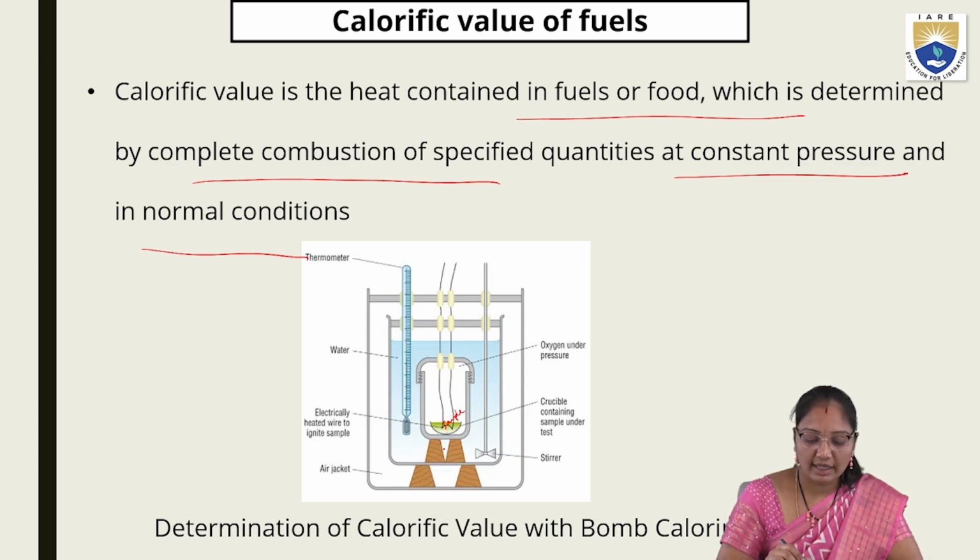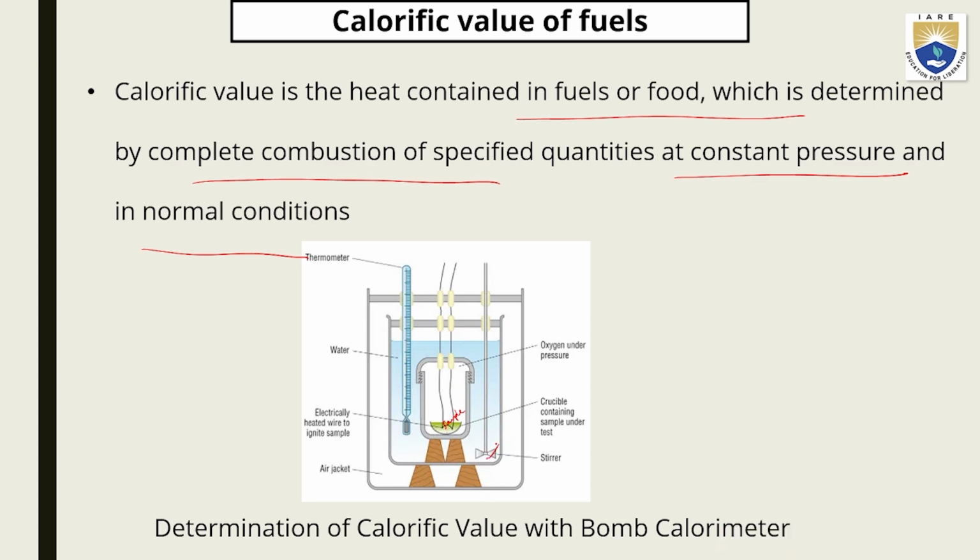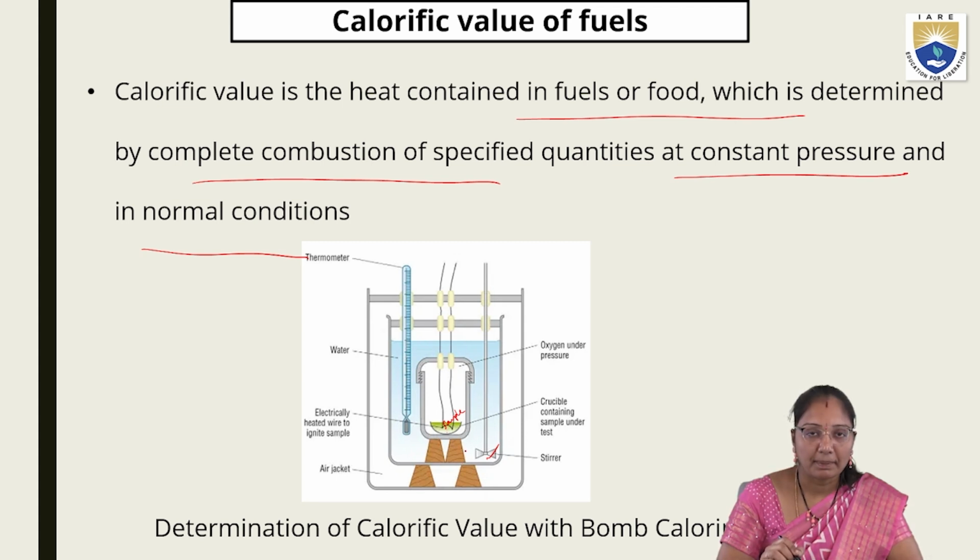This is the air jacket and the water jacket. Here this is full of water. Here this is the agitator, which is to get uniform, homogeneous temperature and pressure. And this is the thermometer. This is the crucible containing the sample, and under test means we are going to test this sample.